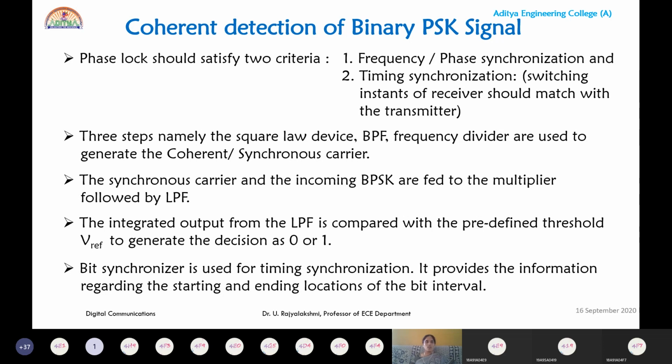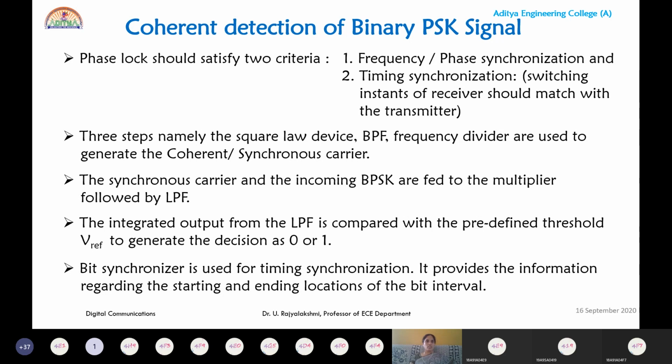So how can you provide phase lock with the receiver carrier to that of the transmitter carrier? The timing synchronization is provided by the bit synchronizer, used at the output of the multiplier. And frequency or phase synchronization is provided by the coherent carrier. And you may think of theta. Theta is the introduced phase variation due to the noise present in the channel. So even because of theta, we should be able to detect the message signal properly at the receiver section.